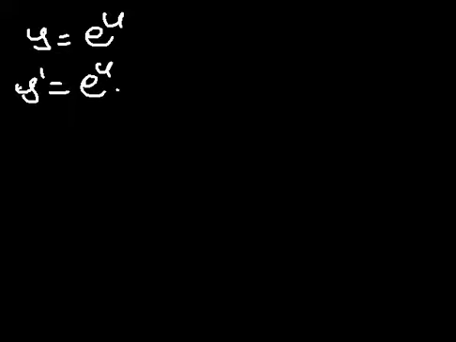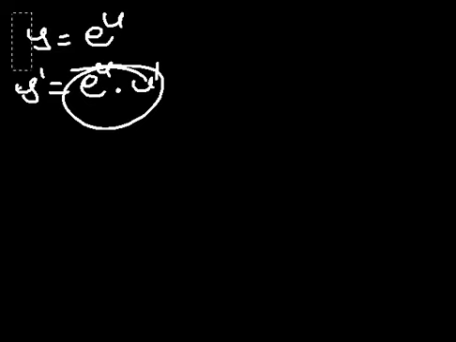So let's say we have the exponential function y is equal to e to the power u. So what is the derivative of this function? The general formula states that y prime is given as e to the power u times the derivative of the actual power, which means the same function times the derivative of the power. So that's the general form.